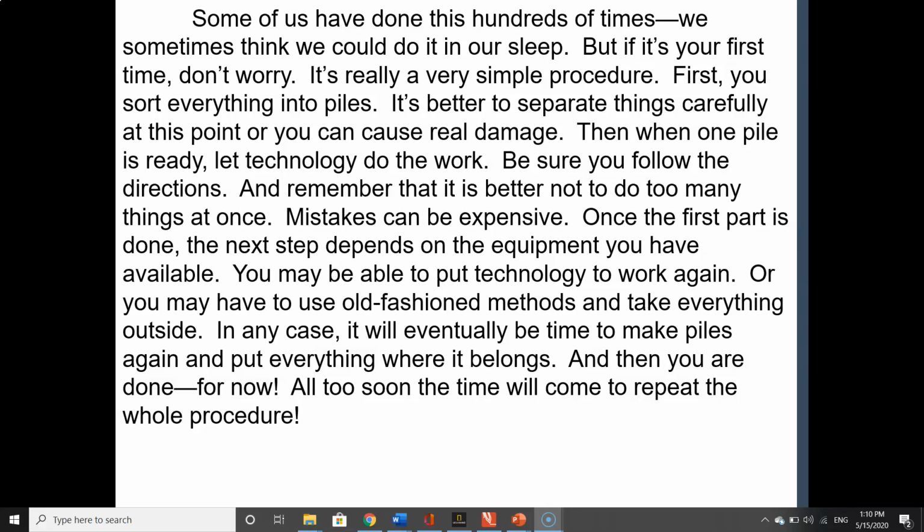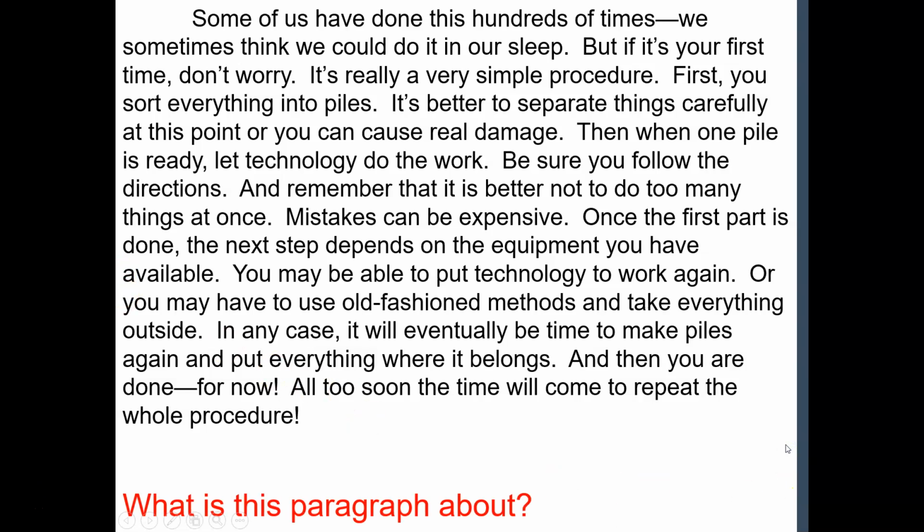Are you able to identify what this paragraph is about? If you are, congratulations! It's very difficult to know what this paragraph is about. Sometimes people can identify that it's about a procedure, which is like a process, something about technology. It's about how to do something. Sometimes people notice this word piles. They think it's about papers or things like that. But it's actually very difficult to tell what this paragraph is about.